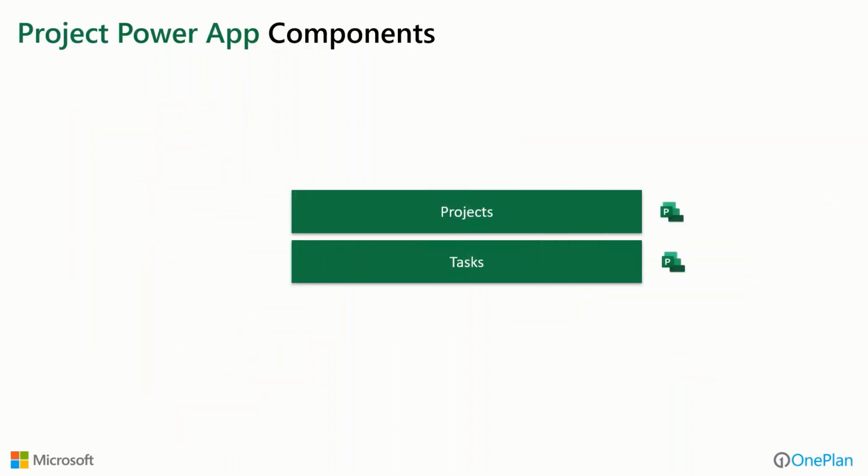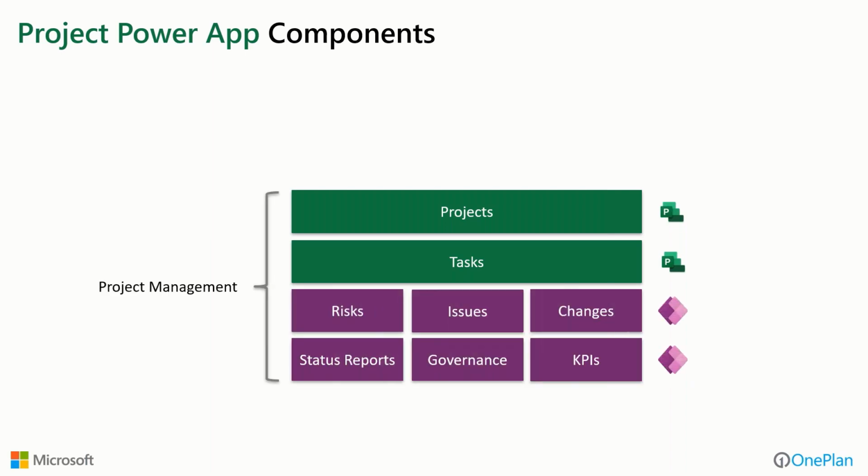So let's look at the Project Power App components. At the core, you have Project for the Web that allows you to start projects and build tasks and schedules around those projects. Now, with the Project Power App, Power Apps allows us to add entities around those schedules for things like issues and risks and change requests, be able to have status reports, the ability to have governance process, and even KPIs to indicate whether or not we're on track or not.